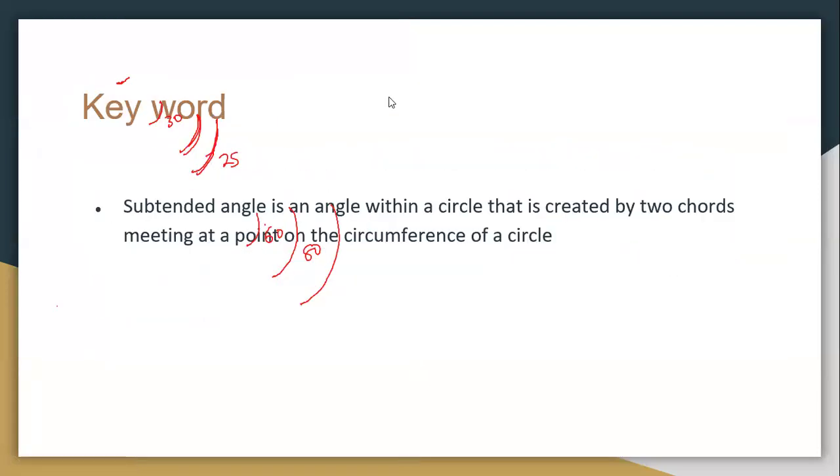But as we dig deep into what you call the circle theorems, there are some keywords that we are going to use. And one of the keywords that is going to be appearing is what you call subtended. This word, in all theorems, you are going to find the word subtended.